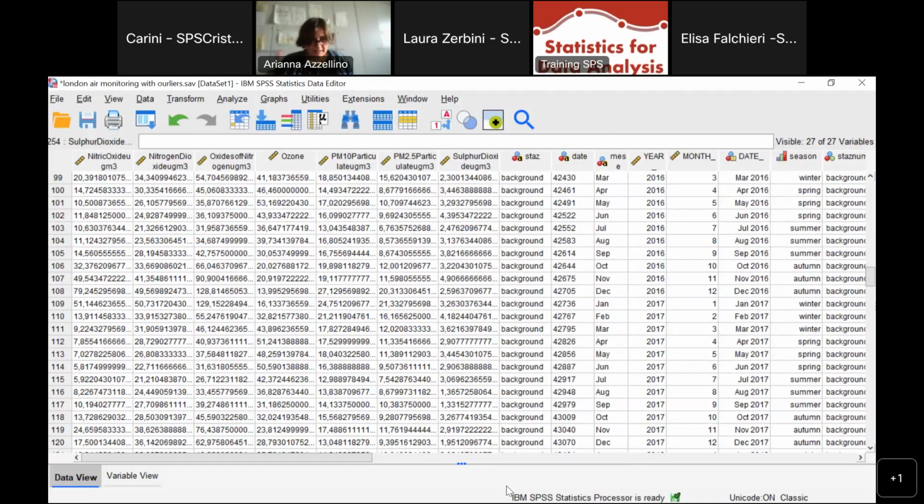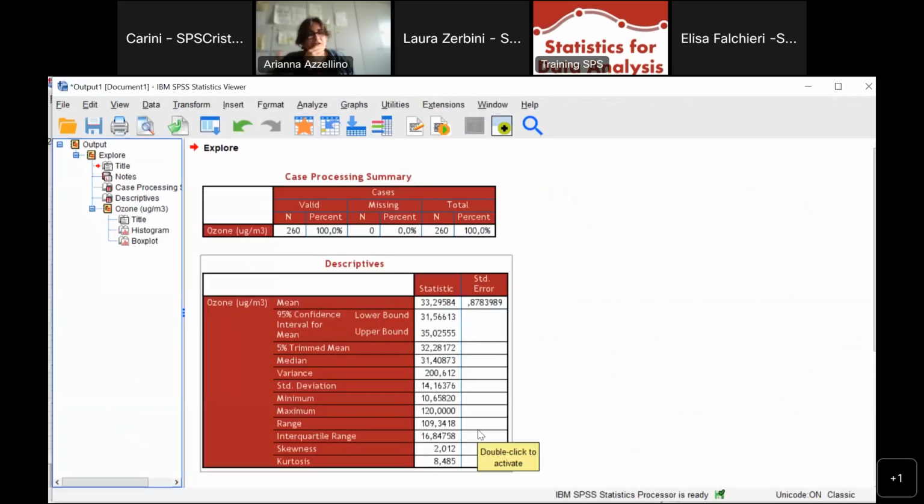So in a while, the results should be visible in the output environment of statistics. And you can see from the output here, I hope you can see it, I have 260 observations of this ozone concentration. My sample mean is 33.3. But if I compare this sample mean with the median of the sample, I can see that there is a slight difference. The median is 31.4.